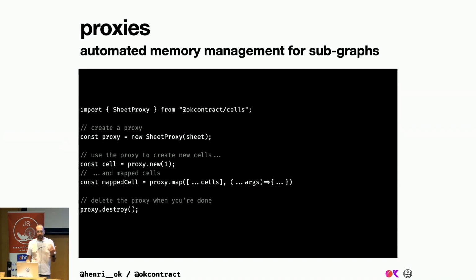And when you leave, you can call proxy.destroy, which cleanly destroys the whole subgraph. So when you have components, for instance, and I'll show you Svelte components or React components, it's very easy to create a proxy when you create your component, have all your local cells, and then destroy the proxy when you destroy or unmount the component.